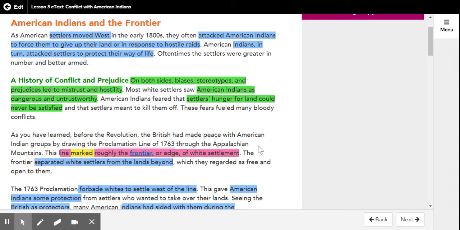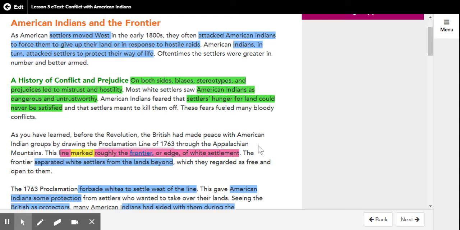As you have learned, before the Revolution, the British had made peace with American Indian groups by drawing the Proclamation Line of 1763 through the Appalachian Mountains. This line marked roughly the frontier or edge of white settlement. The frontier separated white settlers from the lands beyond, which they regarded as free and open to them. The 1763 proclamation forbade whites to settle west of the line. This gave American Indians some protection from settlers who wanted to take over their lands.